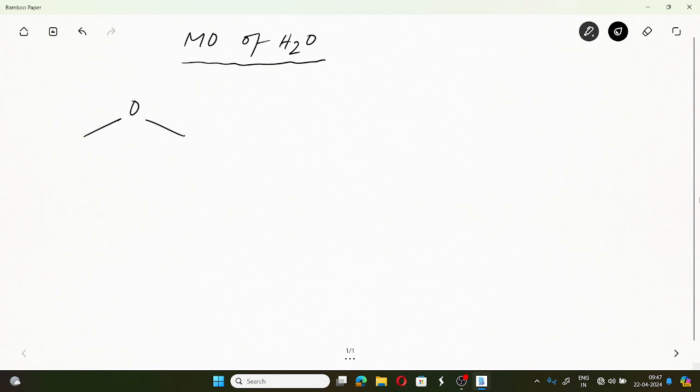Now, in our previous class, we were discussing the MO of water, how to construct the MO of water molecule. We have already discussed that in this water molecule, if you consider this as maybe the x-axis, suppose this is the z-axis, and perpendicular to the plane of the screen, suppose this is the y-axis. Okay.